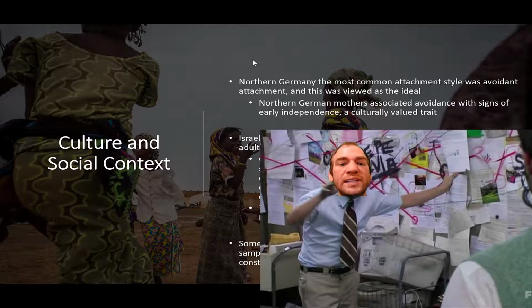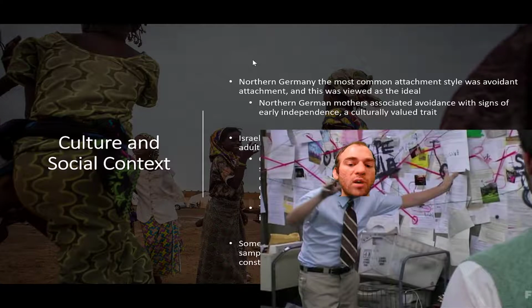Cultural and social context and attachment. In Northern Germany, the most common attachment style was avoidant attachment, and this was viewed as the ideal. Northern German mothers associate avoidance with signs of early independence, a culturally valued trait. The Israeli kibbutz set up a system of communal child care to free the adults to spend more time doing economically productive work. Children raised in the most traditional form of the kibbutz, starting at 3 months, spent their entire days and nights, with the exception of a 3-hour dinner break with their parents, in a communal environment with a caregiver and several other children their age.